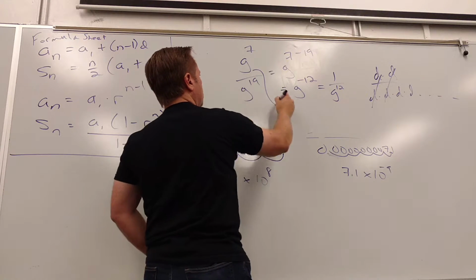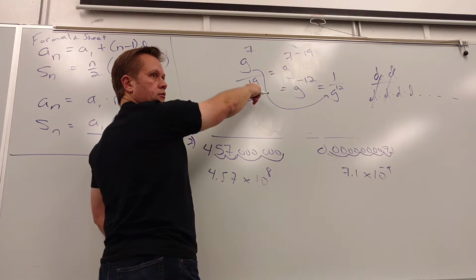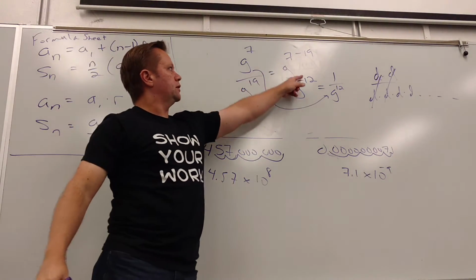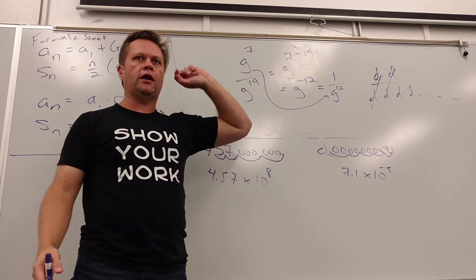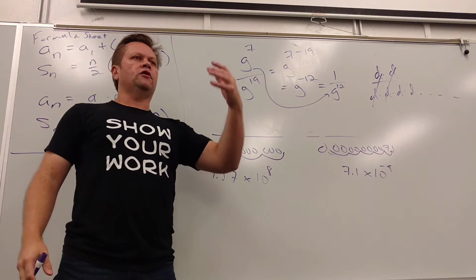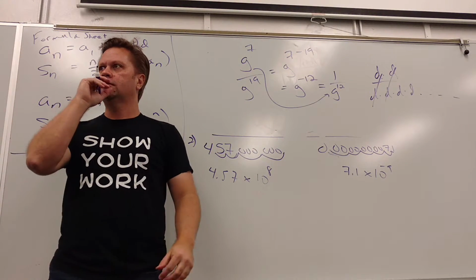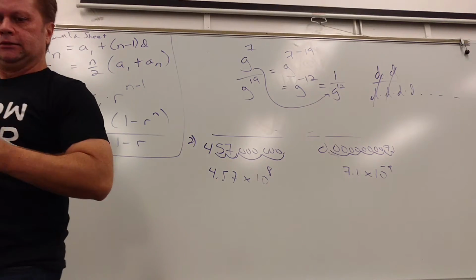Me, personally, I would just do this. 7 of them cancel, 12 are left on the bottom. But there's nothing wrong with doing this. This is beautiful, this is perfect, this is lovely. There's just a bit of a quicker way to look at it, but it doesn't matter if you look at it the quickest way. It matters if you look at it the way that makes sense to you. Always find a way that makes sense.